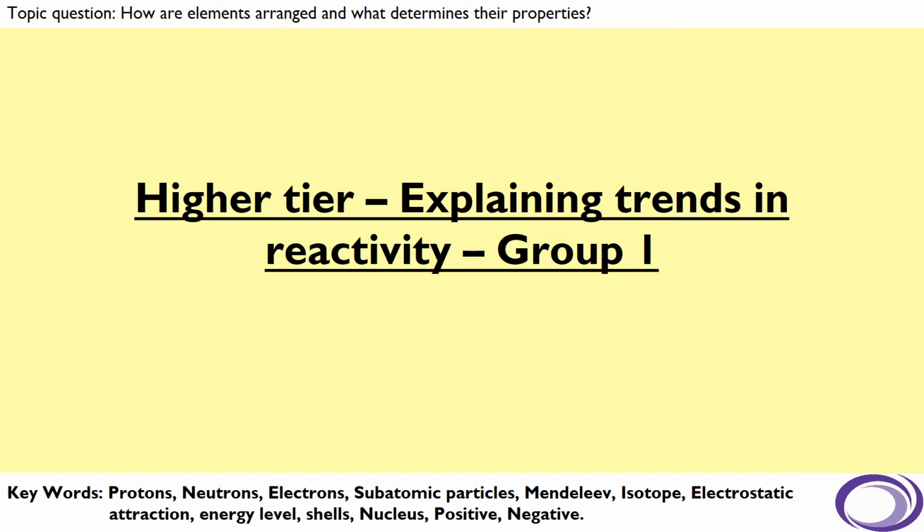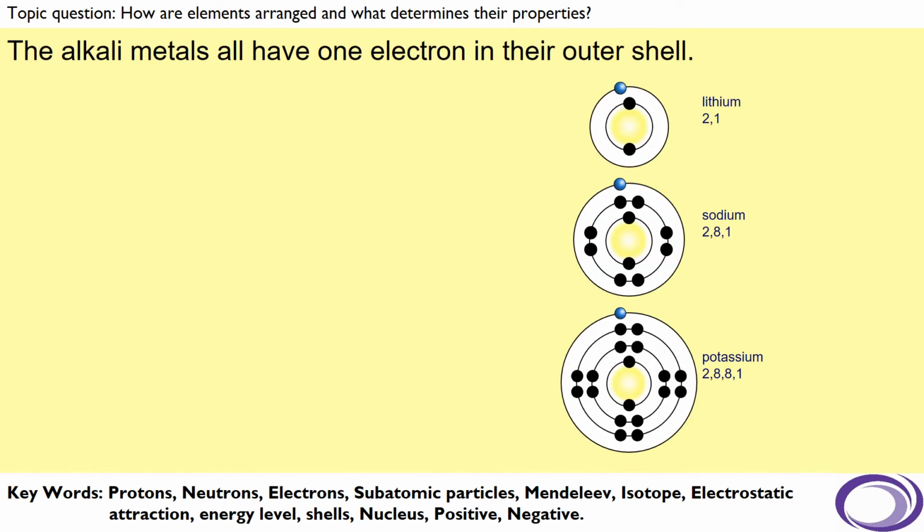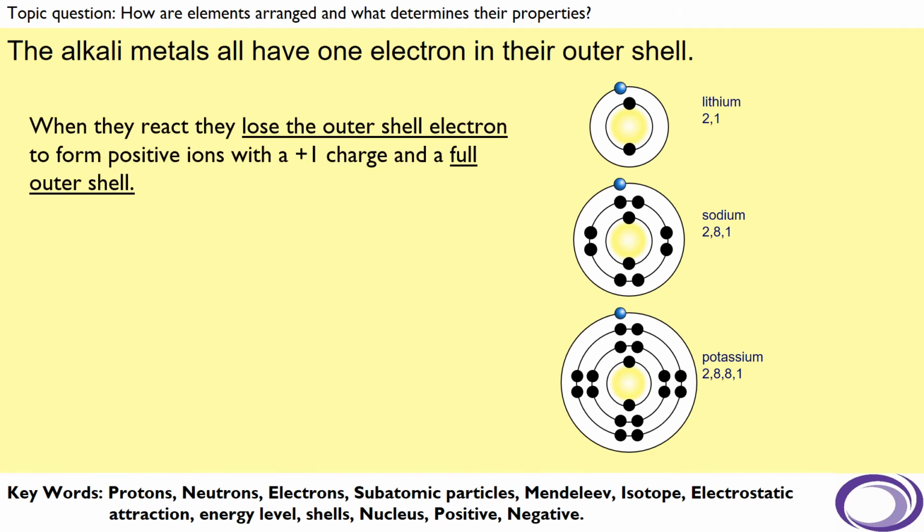Now for higher tier, you also need to be able to explain the trends in the reactivity of group 1 metals. Now the reactivity of this group is all linked to that outer shell electron, which is why I've included the diagrams on the screen. When these elements react, they all lose that outer shell electron, and they will form ions with a +1 charge and have a full outer shell.